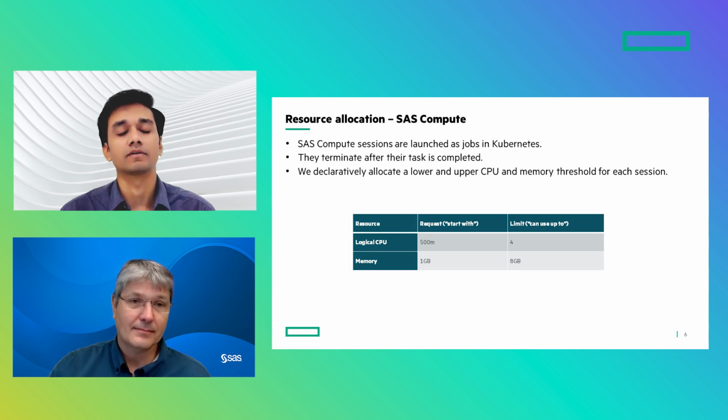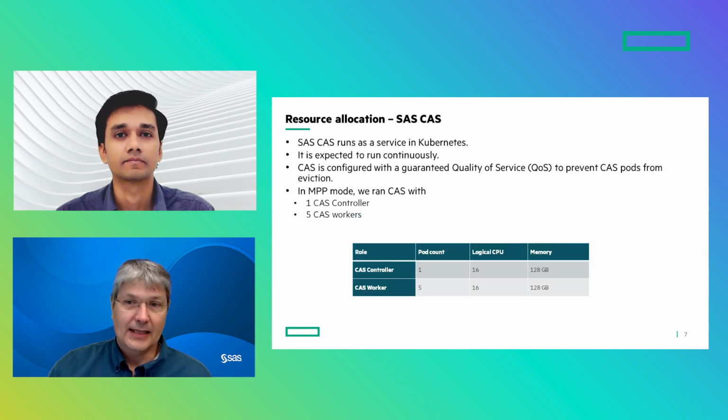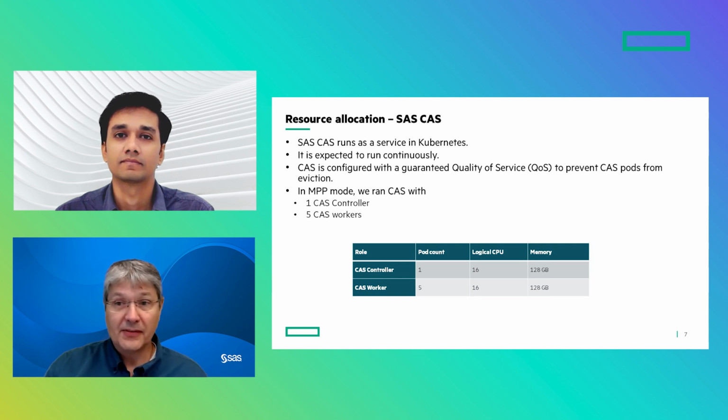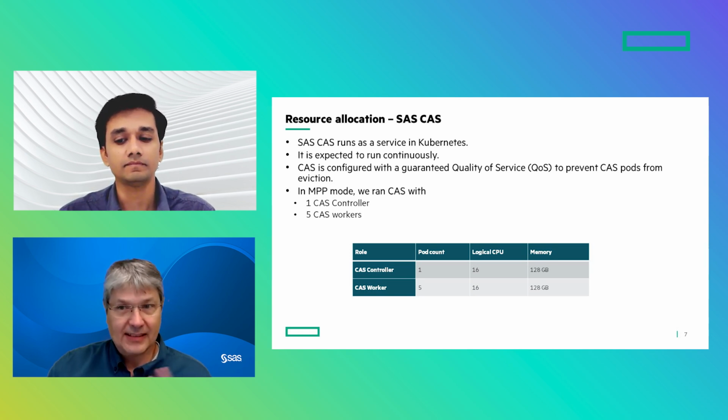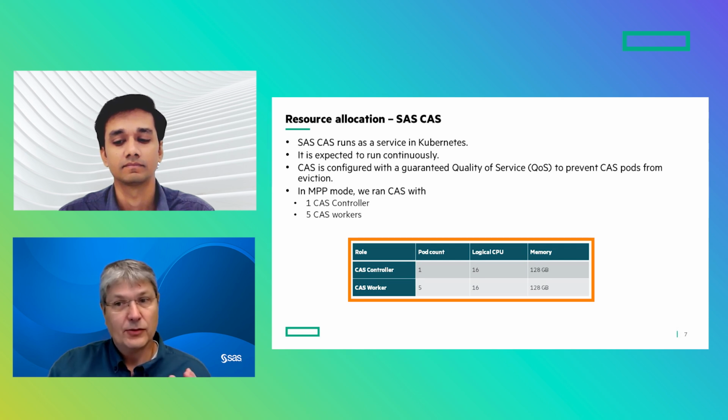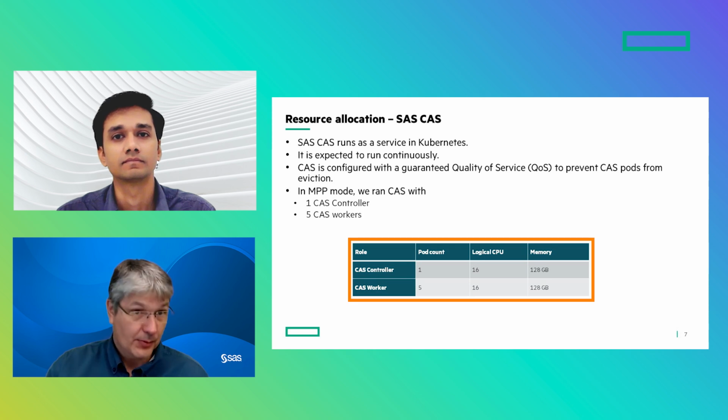Got it. Okay. And what about CAS? How was the resource allocation there? Yeah, so CAS was configured with a guaranteed quality of service. That's called QoS in Kubernetes lingo. And that was made in order to prevent the CAS nodes from eviction. And as you can see in this table, both the controller and the worker pods are all assigned 16 logical processors and 128 gig of memory each.